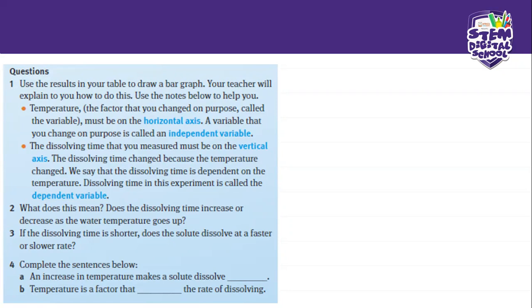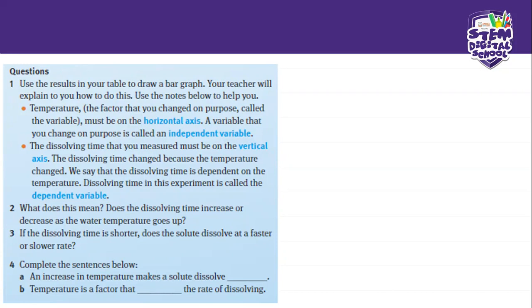Okay, so temperature must be on the horizontal axis. When we talk about a horizontal axis, we're talking about an axis which moves from left to right. And a variable that you can change on purpose is called an independent variable. So the variable that you change or that you are in control of is called the independent variable.